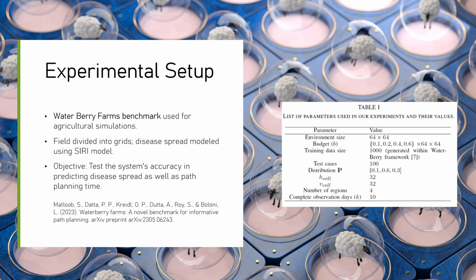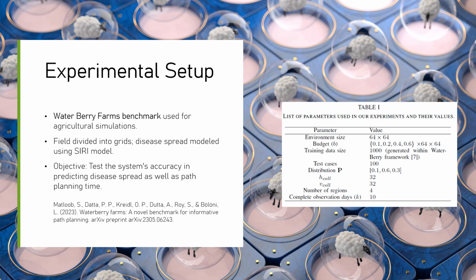Environment size is a 64 by 64 grid. The budget is varied across 4 different numbers, from 10% through 60% of the whole environment. Now, training data size is 1,000. That means 1,000 samples have been used, and they have been previously generated to see how this disease spreads, the tomato disease that we talked about previously spreads in the field, and that has been used to train the supervised learning models, a CNN LSTM model that we have previously talked about.